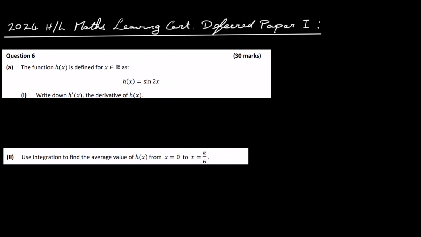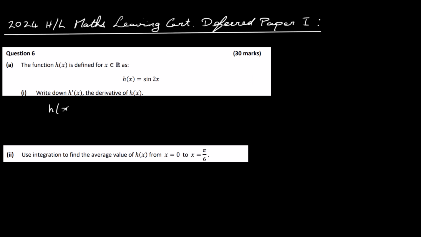Okay, so this is the 2024 Higher Level Maths Leaving Cert Deferred Paper 1, question 6a1. The function h of x is defined for x is real as h of x is equal to sine 2x. Write down h prime x, the derivative of h of x. Okay, so we have h of x is equal to sine 2x. We've just got to differentiate it.